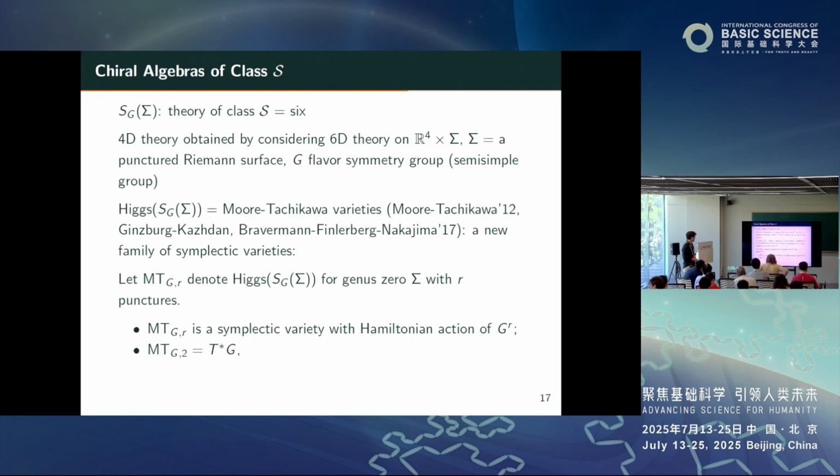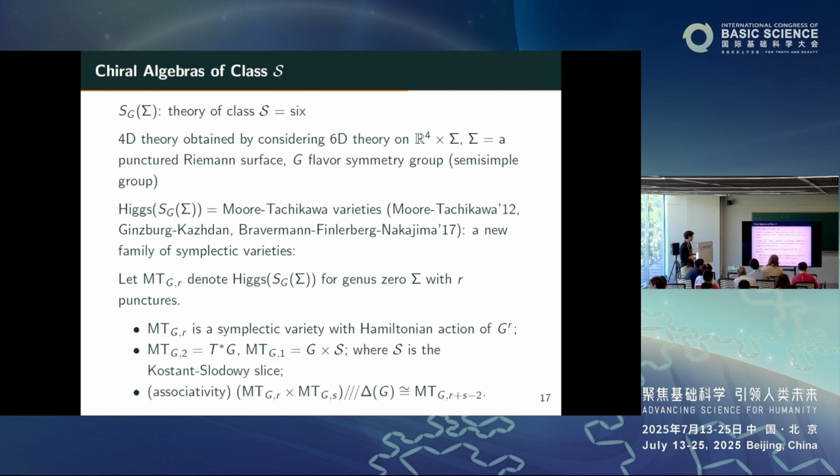And there are some initial conditions. For two punctures, it has two commuting actions of the group, and the cotangent bundle of G obviously has two commuting actions, and the condition is that these should be the same. For one puncture, it should be a product of G and the Slodowy slice, which is known to be a smooth symplectic variety, and there is some associativity condition which corresponds to the gluing of the Riemann surface.